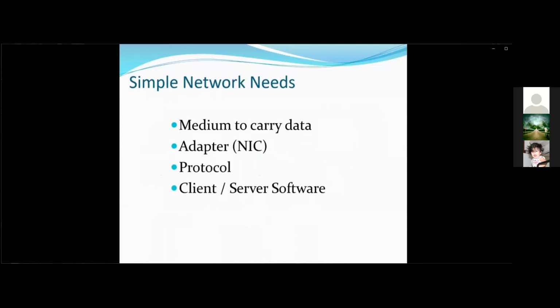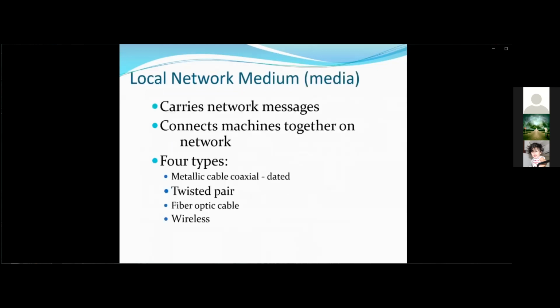So we have simple network needs. We have a medium to carry the data, a network adapter or NIC, protocols, and client-server software. The medium to carry data is the storage. Our adapter or NIC is the one most familiar to us by the name LAN card. Protocols, like our TCP/IP, etc. We will discuss that later on. And we have the client and server software. These are the operating systems.